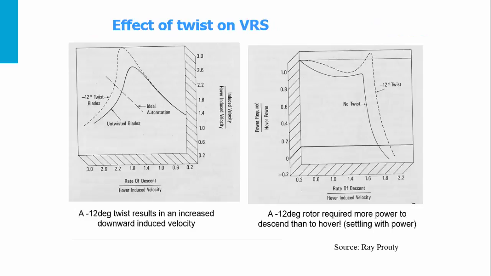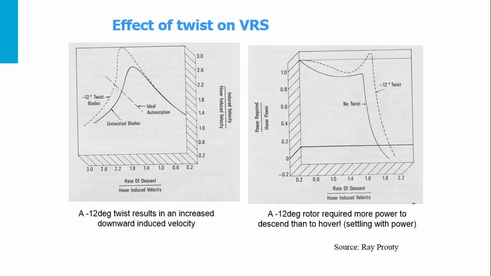Vortex ring state is affected by twist. Here you see an example of rate of descent, the induced velocity, and the power required for an untwisted blade and a minus 12 degrees twisted blade. You see that the fluctuation of the forces and moments on the rotor with twisted blades is larger at higher rates of descent than in a rotor with untwisted blades.